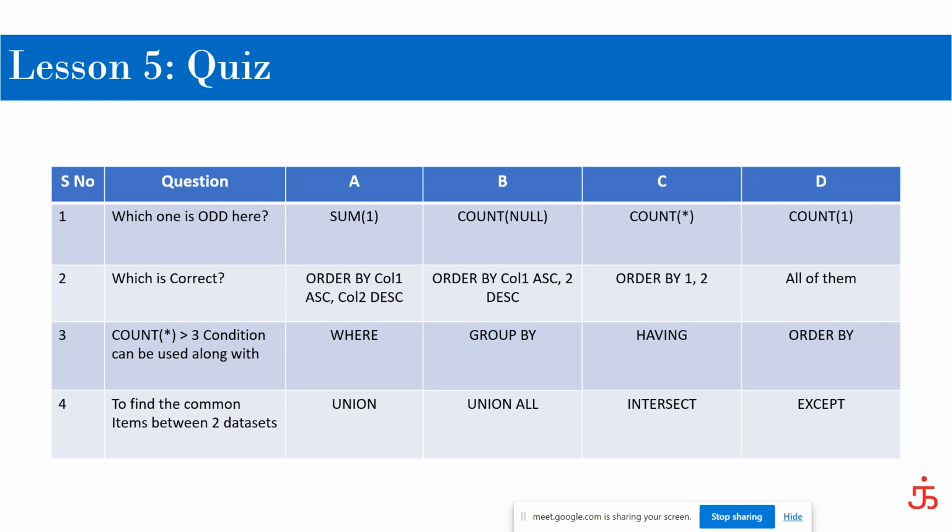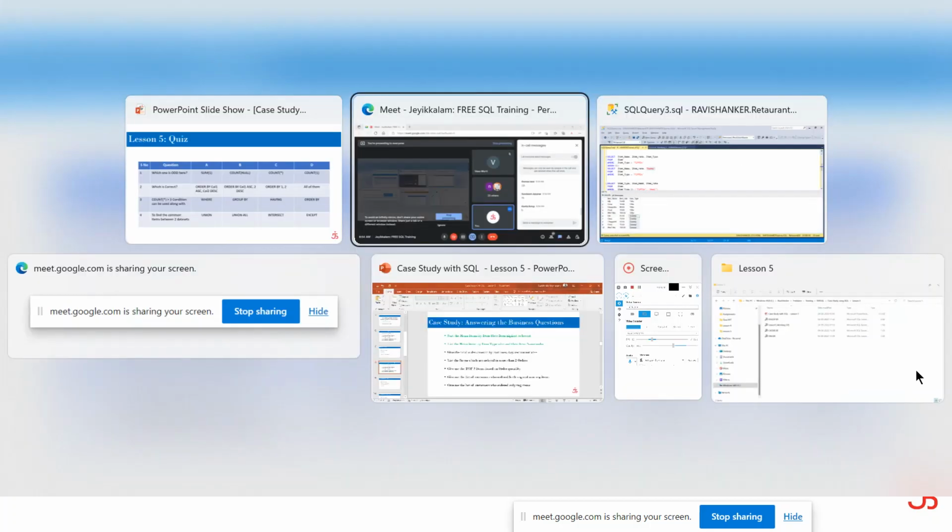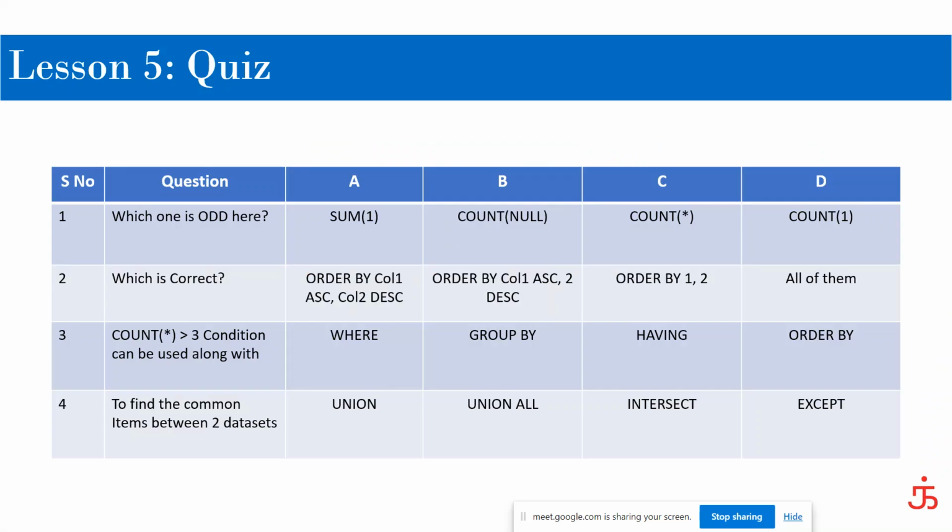Count of 1 is also kind of counting, right? So sum of 1 is similar to counting. What is not right here? Odd man out. Just now we have seen. Yes, 1B is the right answer. Okay, so 1B is the right answer. And what is the right answer for 2?